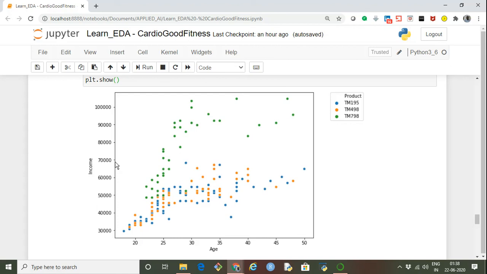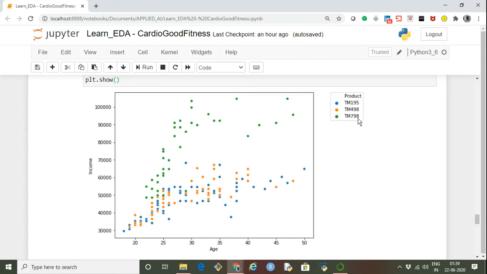So if we take 70,000 as a cutoff line, then any customer earning 70,000 or more actually bought TM798. And if you see for the other two, there is a bit of overlap between TM195 and TM498. So it could be that TM798 is an expensive treadmill.